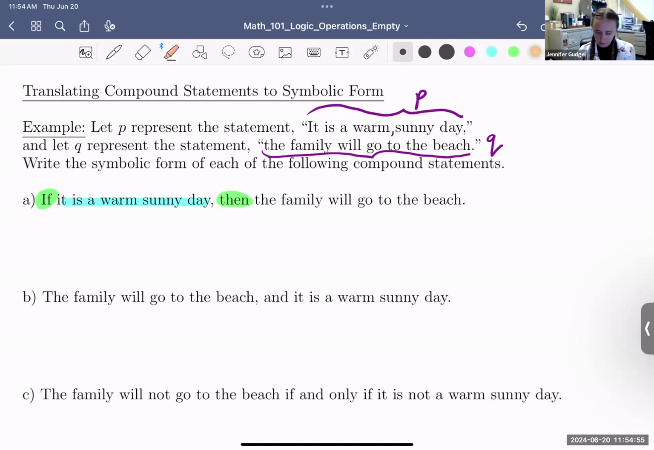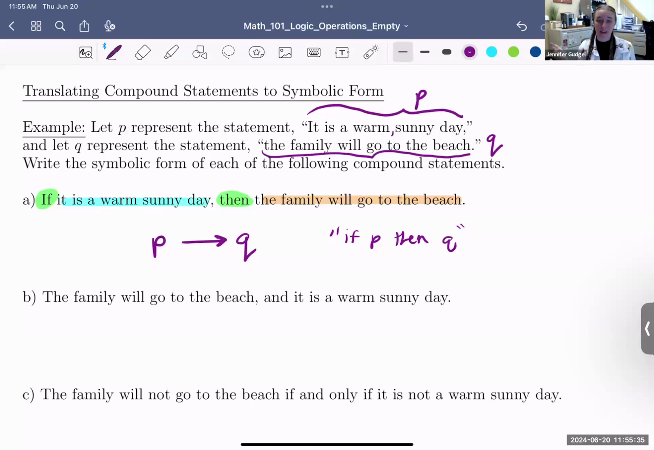I'll color code these as we go through. That if-then is our one-way arrow. What goes in front of the arrow is the piece that's before the then. This is our hypothesis. This is our conclusion. If it is a warm, sunny day, which is just the letter P, then the family will go to the beach, which is just the letter Q. And when I read this out loud, I say, if P, then Q.